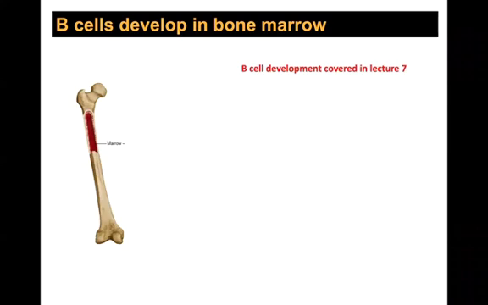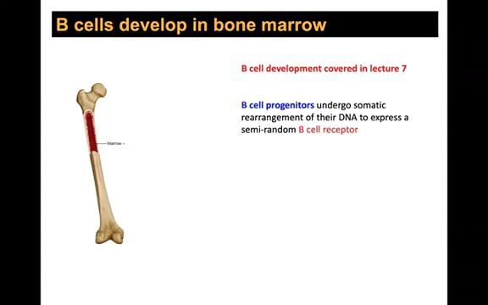Now remember, your B cells and all of your myeloid cells develop in the bone marrow, okay? We're going to cover B cell development a lot more in the second part of this course, but what I want you to focus on is where things happen right now. We're going to focus mainly on B cell progenitors, but remember, the myeloid cells are also coming out of the bone marrow. In the bone marrow, the B cell progenitors that have committed to the lymphoid pathway undergo rearrangement of their DNA to express a semi-random B cell receptor, so that each B cell coming out of the bone marrow has a different B cell receptor on it.